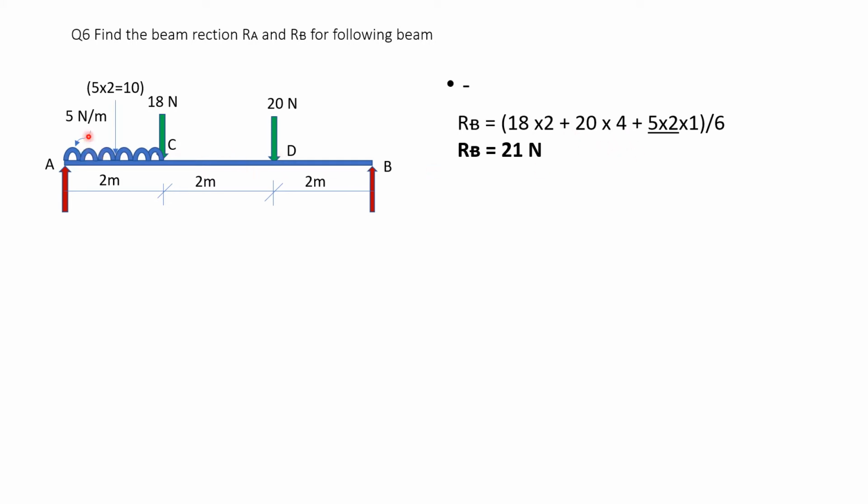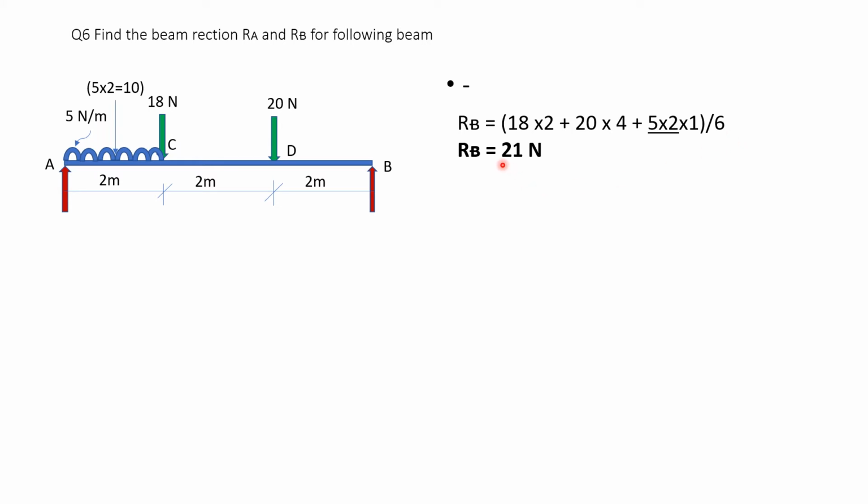Now the UDL, the equivalent point load will be 5 into 2. It will act at the center of this AC, that is at 1 meter from A. So here we will take 1. So this is how we have taken all the forces. Put the bracket here at the start and at the end, divide by the distance between A and B, that is 6 meters. So divide by 6.